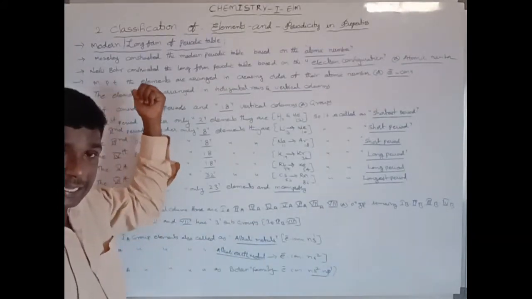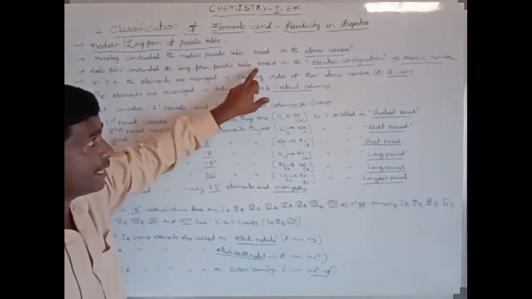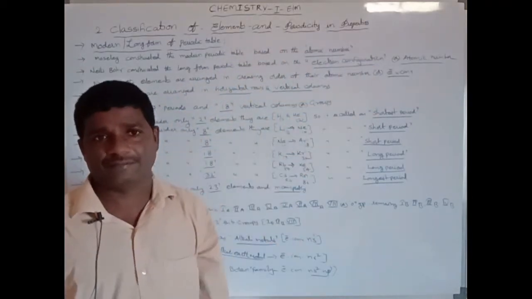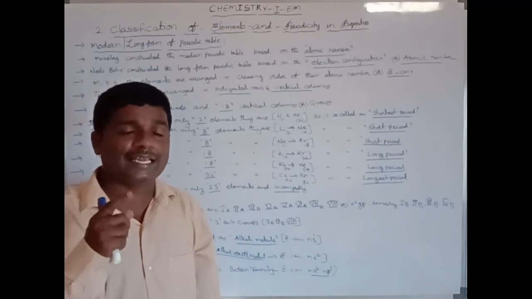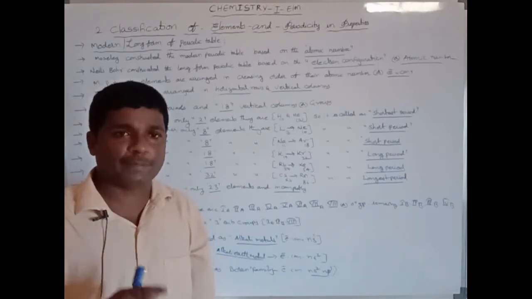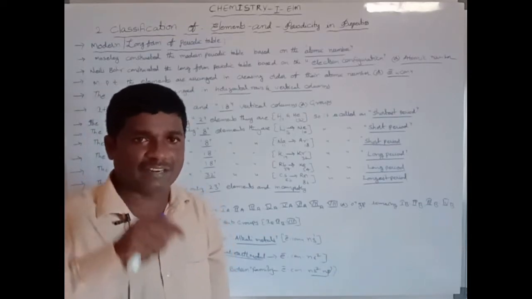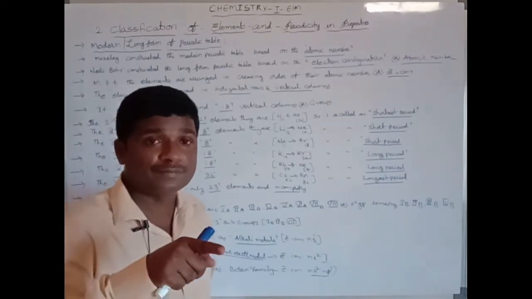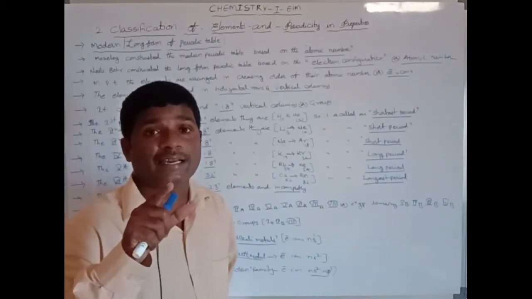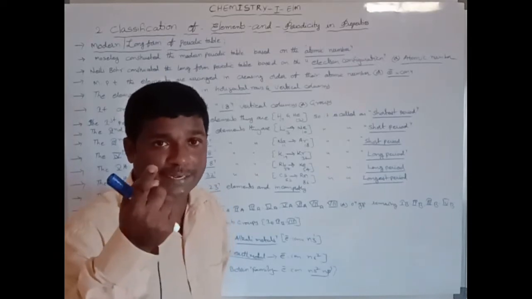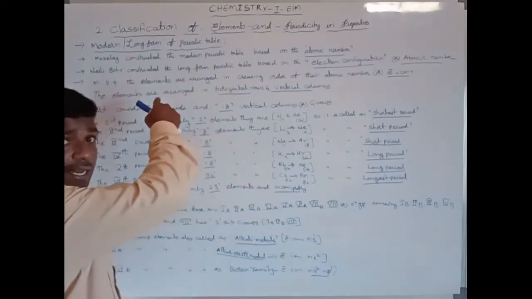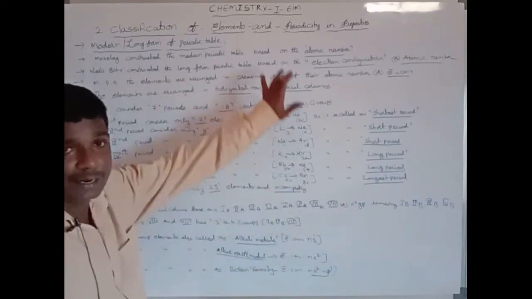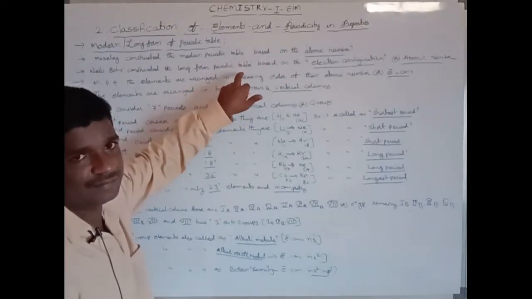Niels Bohr constructed the long form of the periodic table based upon electron configuration or atomic number. But the Mendeleev periodic table was based only upon atomic weight. That is the Mendeleev periodic table. But the modern or long form of the periodic table is based upon atomic number or electron configuration.